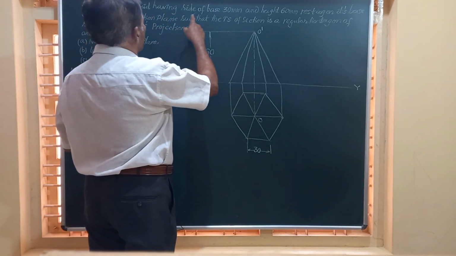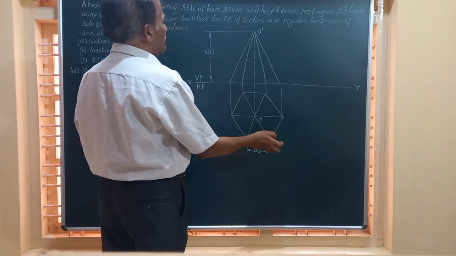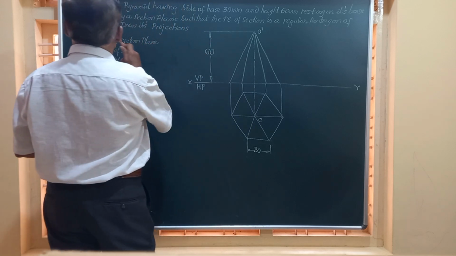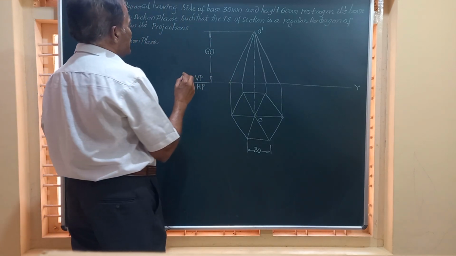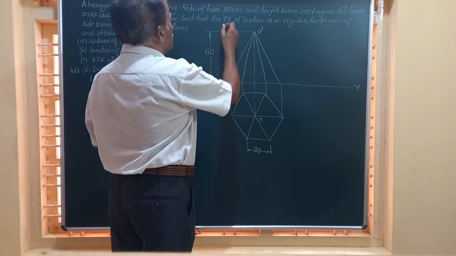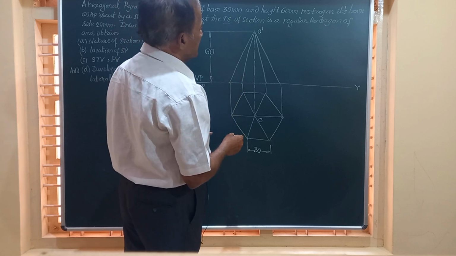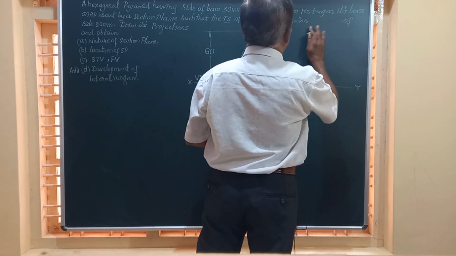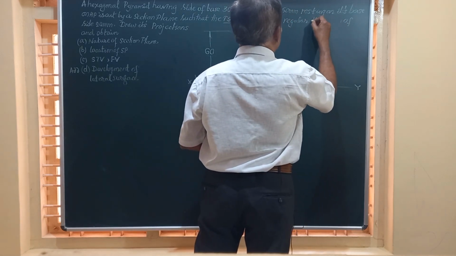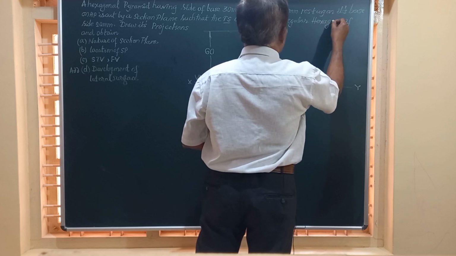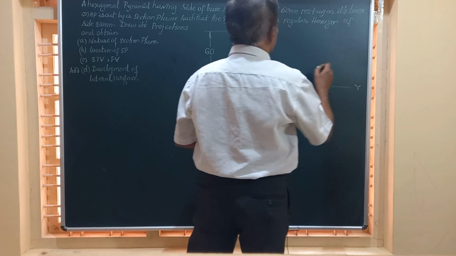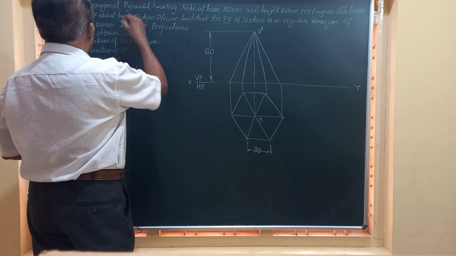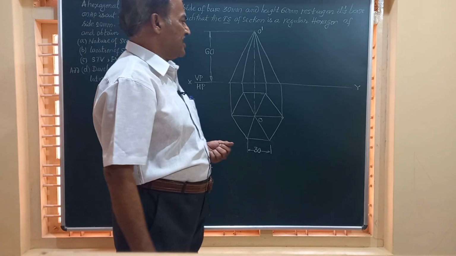A hexagonal pyramid having side of base 30 mm and height 60 mm resting on its base on HP is cut by a section plane such that the true shape (TS means true shape) of the section is a regular hexagon of side 20 mm. Draw its projections and obtain. He has given a lot of questions there.